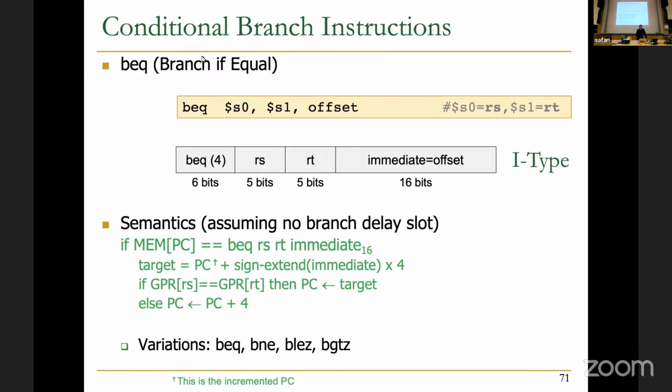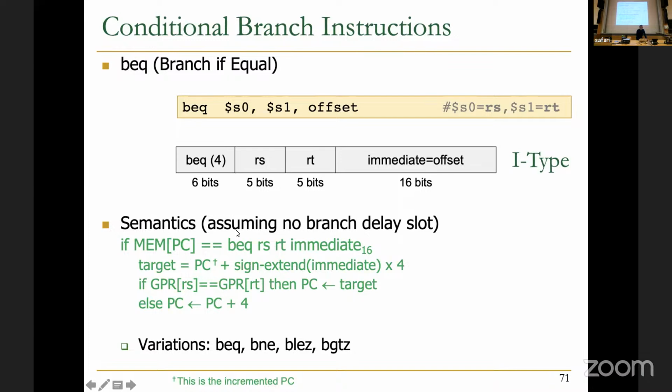So this is branch if equal. There are different variations. Branch if not equal. Branch if one register is less than or equal to 0, or branch if one register is greater than or equal to 0. Branch equal and branch not equal compare two registers, RS and RT, whereas branch less than or equal to 0 or greater than or equal to 0 test one register. So they're slightly different from each other. Their control logic will be different also. But let's take a look at just branch equal. You can imagine the other variants to be implemented also.